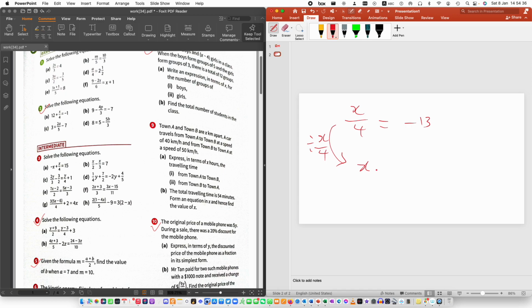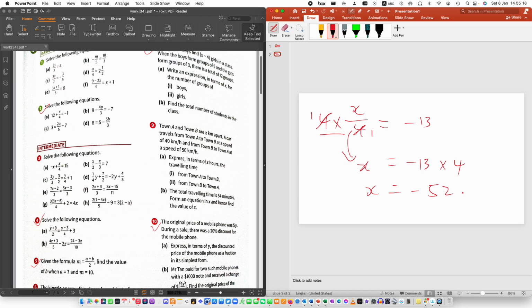Okay, of course there are many ways to do it. But by the way, that's wrong. In fact, you should times by 4. Why times by 4? Because once you times by 4 here, you get 1 here and 1 here. You cancel the 4, so you just get x. If you times by 4 on the left, you also need to times by 4 on the right. So therefore you get negative 52.